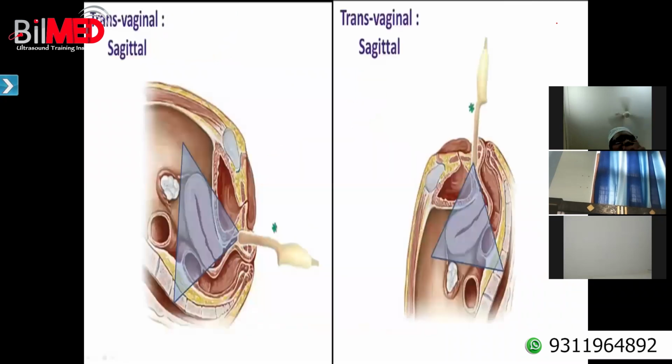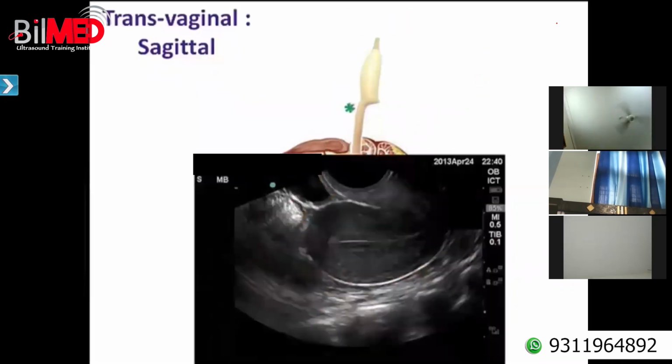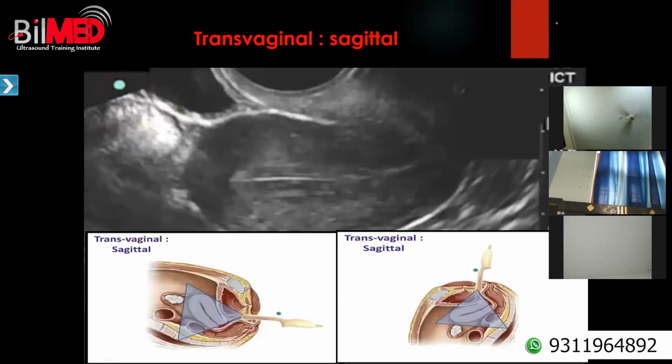Now think, how many years have you been doing TVS scans? Say 2 years. Fair enough. Now you know what this is? This thing, what is this called? Probe. Footprint. Right or wrong? Is this the footprint of the image? Yes, sir. This is called a footprint.